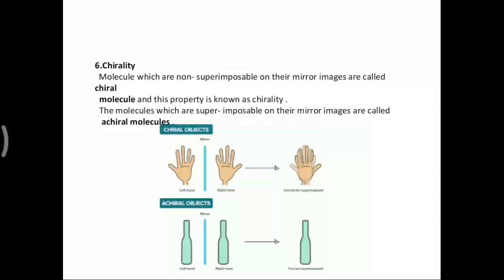Chirality. Molecules which are non-superimposable on their mirror images are called chiral molecules, and this property is known as chirality. For example, I have given one image over here. It is an image of a hand. As you all know, both hands are identical, but we cannot superimpose them. That means it is a chiral object.